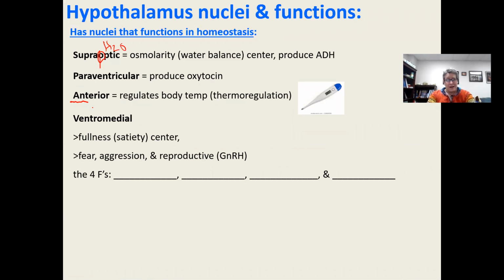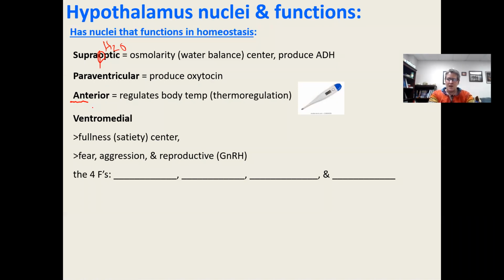This is doing a lot, okay? So it's got a fullness center. It's got a center that when you're hungry, you seek out food. It's the nucleus that controls your fight, flight response. When you're in danger, your sympathetic response. And it also controls all things reproductive, okay? They say the brain is the sexiest organ. Well, it's true. The hypothalamus through this nucleus controls all reproductive functions.